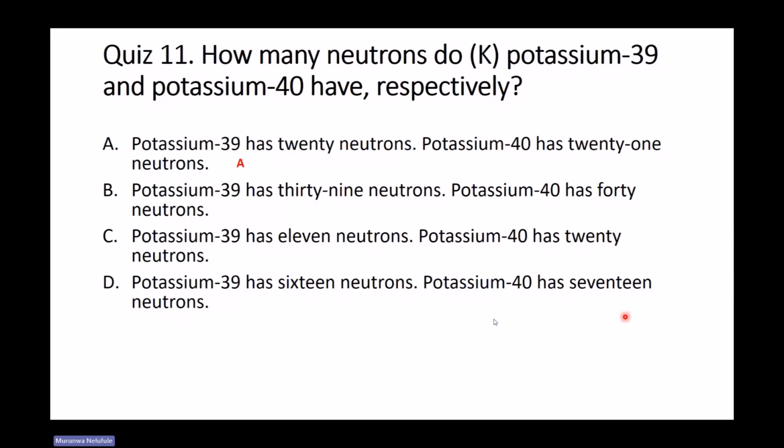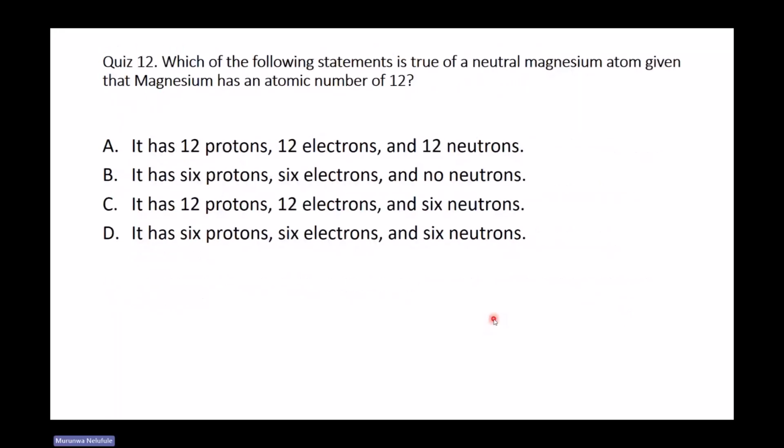All right. A similar question follows, which says, which of the following statements is true of a neutral magnesium atom given that magnesium has an atomic number of 12? A, it has 12 protons, 12 electrons, and 12 neutrons. B, it has 6 protons, 6 electrons, and no neutrons. Or C, it has 12 protons, 12 electrons, and 6 neutrons. Or D, it has 6 protons, 6 electrons, and 6 neutrons. I think it's A, sir. A. Somebody else? It's C. We have C, we have D, we have 2 A's. Anybody else? It's A, sir. We've got 3 A's.